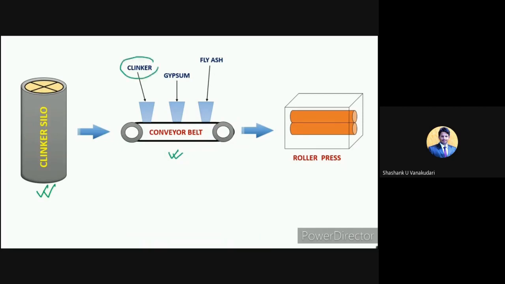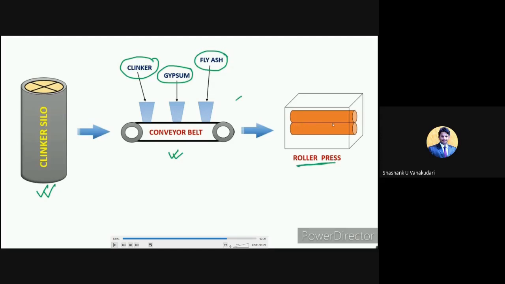Gypsum is added to the clinker, gypsum, and then the fly ash. The main application of adding gypsum is to increase the setting time. Once you start adding water to the cement, it starts hardening at an early time. To overcome that quick setting time we add the gypsum. If we require fly ash, that also we can add here, and then it is sent to the roller press.